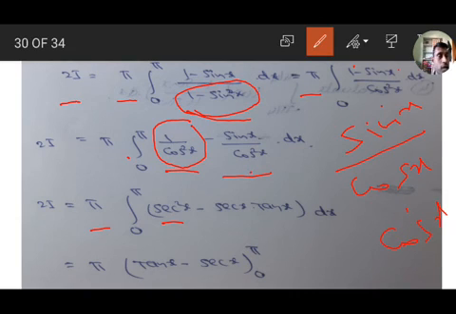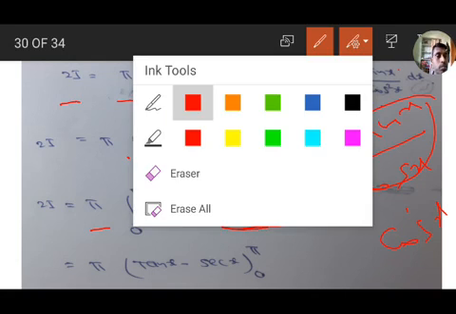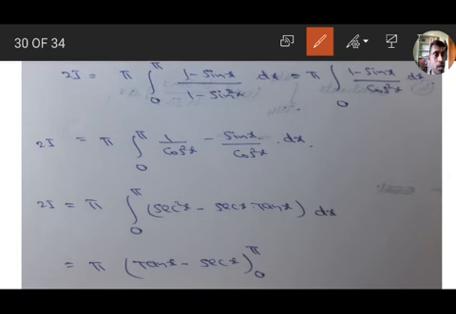Cos² x can be written as cos x into cos x, and sin x by cos x is tan x, and 1 by cos x is sec x. So sin x by cos² x can be written as sec x into tan x.